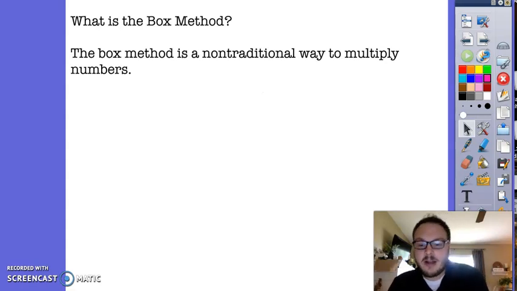So, what is the box method? Again, it's a non-traditional way to multiply numbers. And don't let that freak you out. Non-traditional is just a different way, but I'm going to go through the steps to where hopefully this can be a little easier and help your kids.